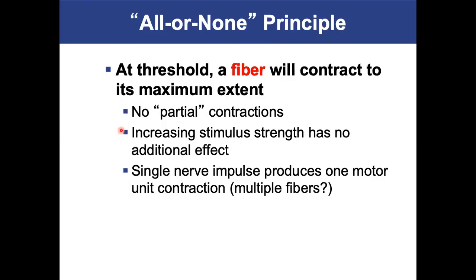Increasing stimulus strength has no additional effect. And so the nerve can stimulate the muscle, and if it hits threshold, it's going to contract. If you zap the muscle with a stronger stimulus, you're not going to get any more of an action potential, or a higher amplitude from that action potential. A single nerve impulse produces one motor unit contraction, all right? And so a motor unit is the nerve and the muscle fibers that it innervates.